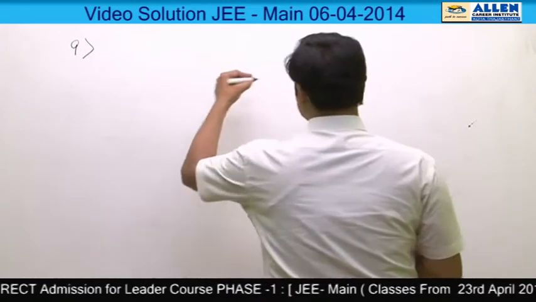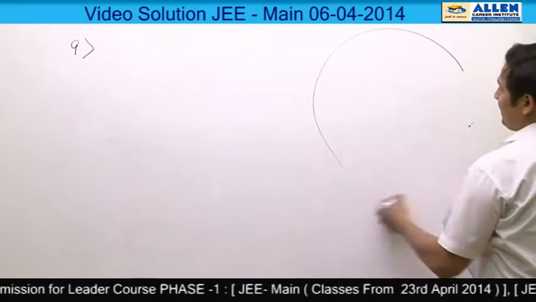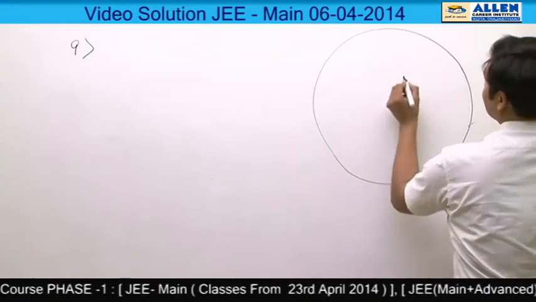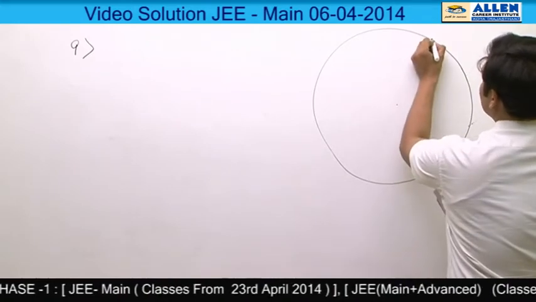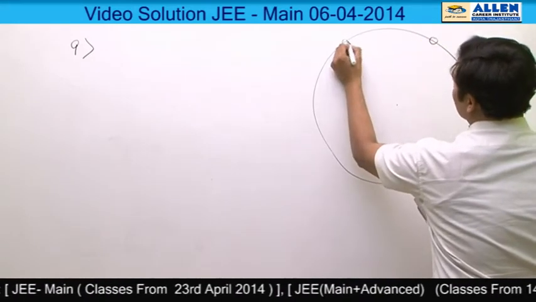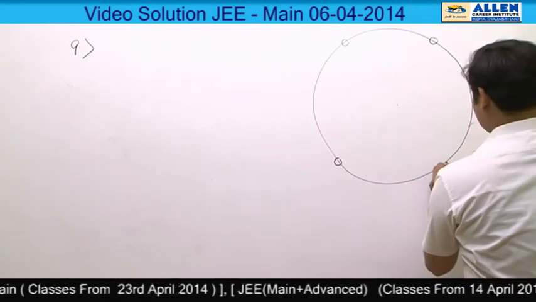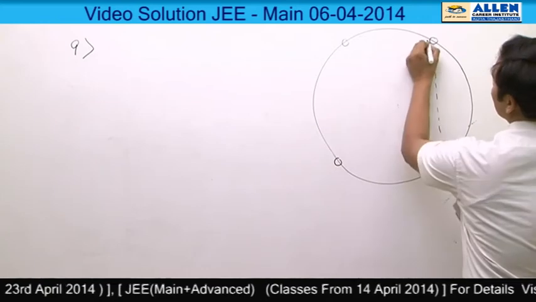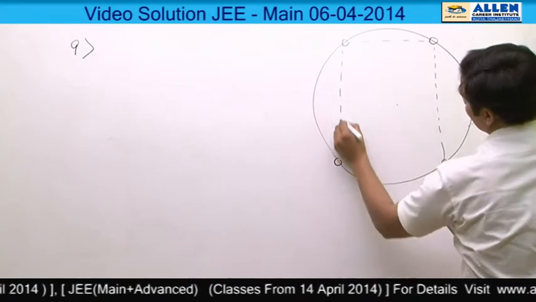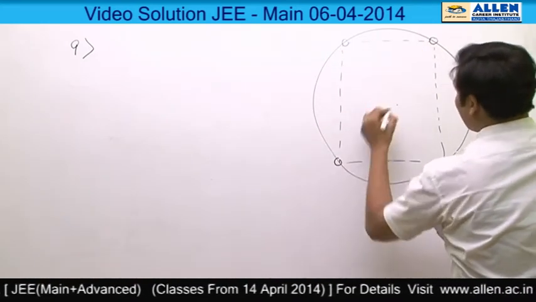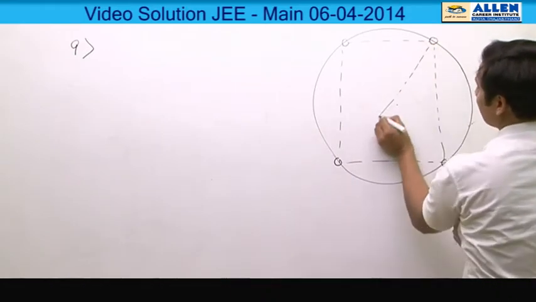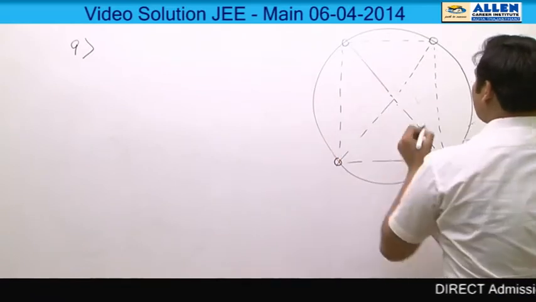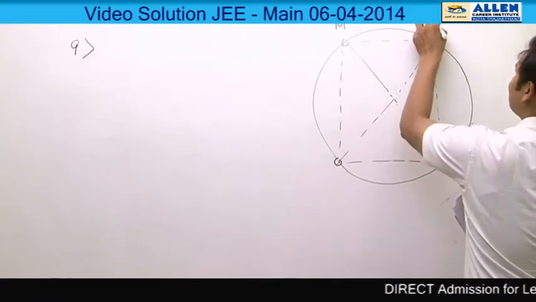So we have 4 particles, and these 4 particles are moving in a circular path of radius r. The mass of each particle is capital M.